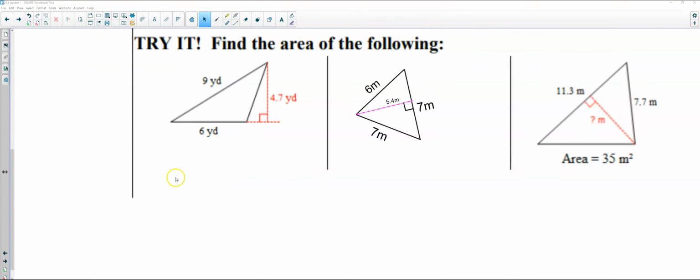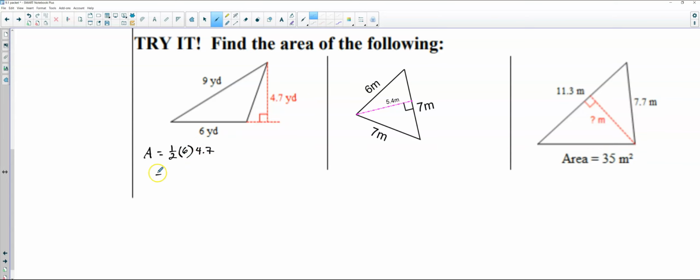Okay, let's try these examples. Here we have a triangle where we're given that the base is 6 yards. I identify the base because I find a line here that is perpendicular. If I extend the base beyond its end and draw a perpendicular line, this will be the height. So I have the height and I have the base. Remember, we go to the formula. The formula says that the area, let me get my pen, the area is 1/2 the base, which is 6, times the height, which is 4.7.